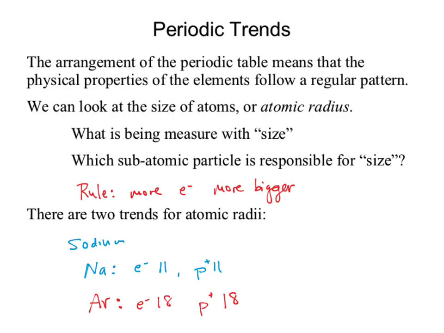So our rule we need to fix. Let's get rid of this, because that rule was clearly wrong because it didn't explain the actual observation. So our new rule: more protons, less bigger. Yeah? That explains left to right?